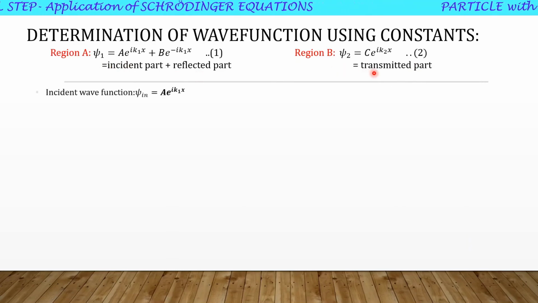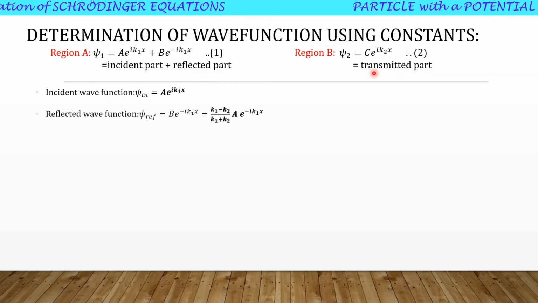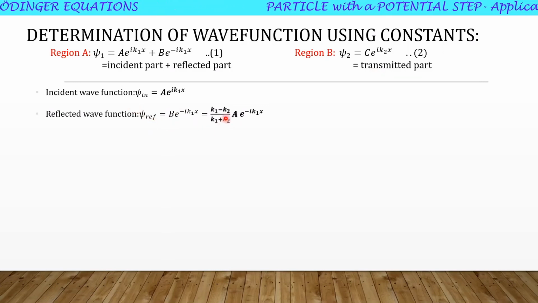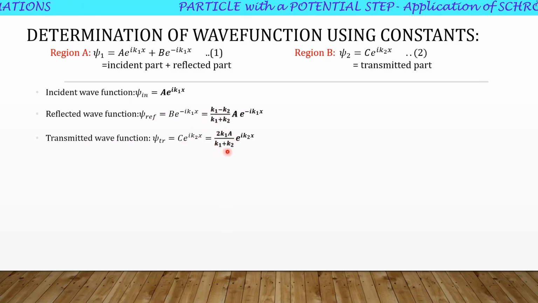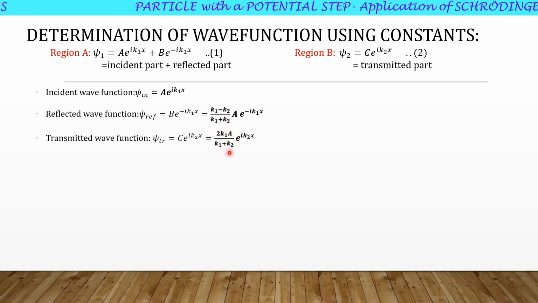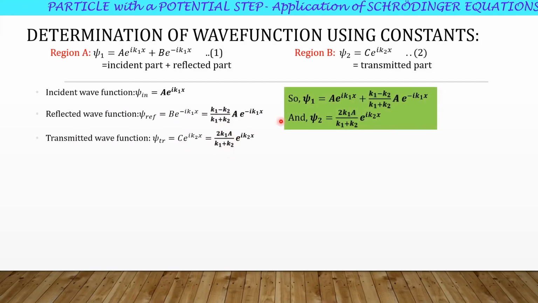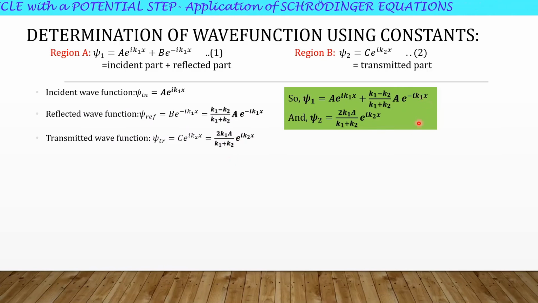And if I individually write them, then I can calculate them. This is the incident part, this is the reflected part. I have substituted the value of B, and the transmitted wave part after substituting the value of C. I can also write the complete wave functions in region A and region B, and both these equations explain the solution of the Schrodinger wave equation.